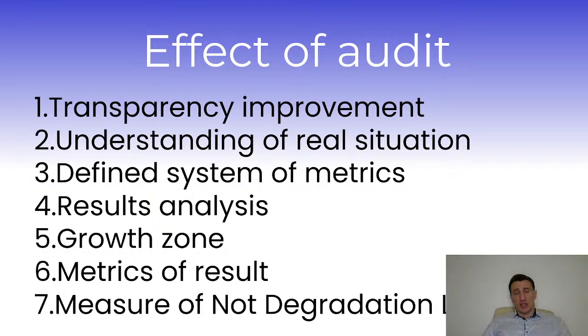Metrics of results. So we have a result and we measure it, and we have this in defined metrics. And if we are talking about some old projects, some complex projects, we should be sure that it's not degraded. So we measure the non-degradation level. It's working as previously, and we don't have regression in this process and in this product. So all these points will be the effect of the QA audit.